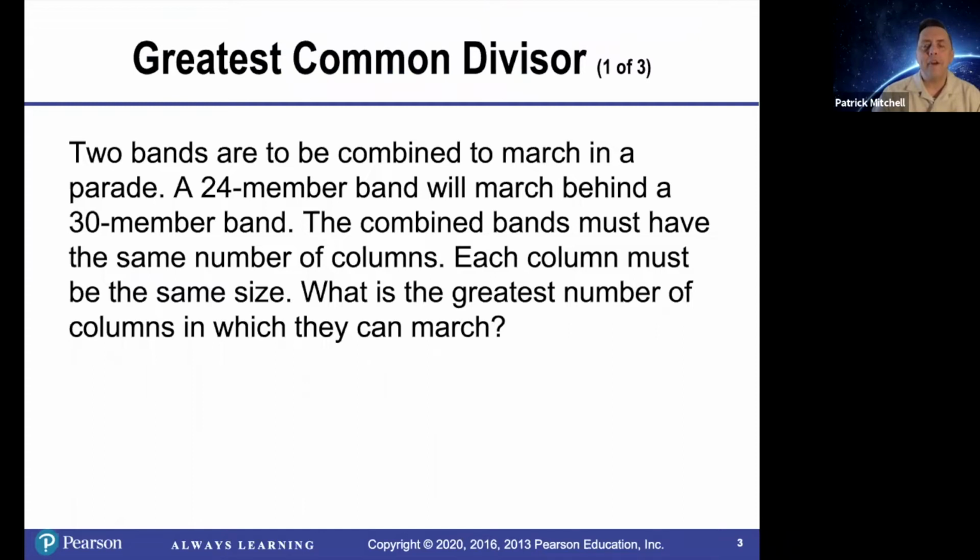So as an example of an application problem for greatest common divisor, two bands are to be combined to march in a parade. A 24-member band will march behind a 30-member band. The combined bands must have the same number of columns. Each column must be the same size. What is the greatest number of columns in which they can march?